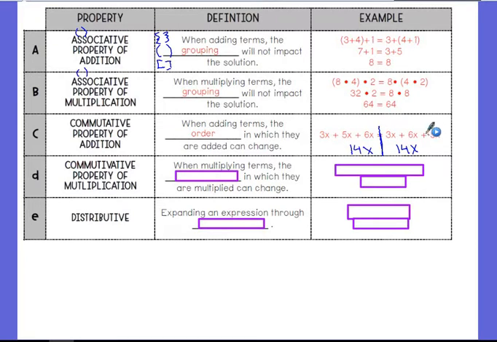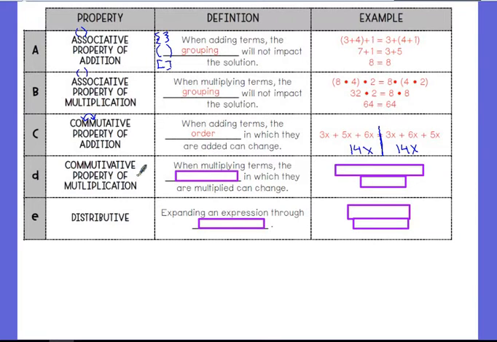If I have straight addition, I can switch the order around and it doesn't matter. The way I remember that is the two m's in commutative. I can switch the order, kind of looks like two arrows with those m things. I can switch the m's around and it still spells the word commutative. So order does not matter with commutative property of addition. I can flip any terms around as long as it's straight addition.